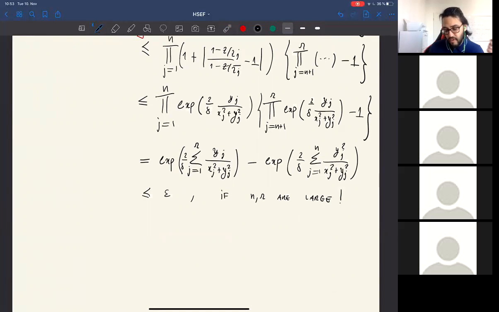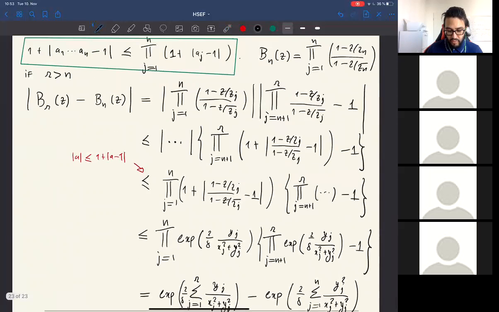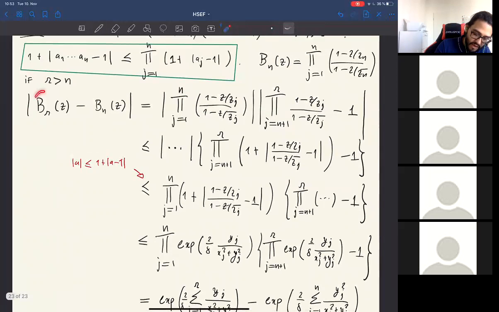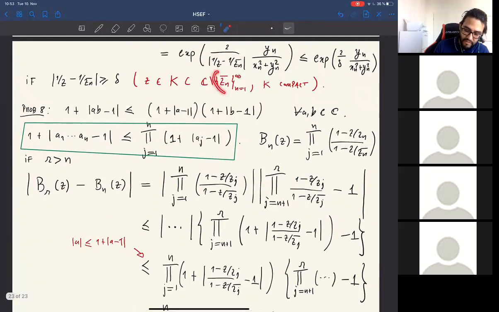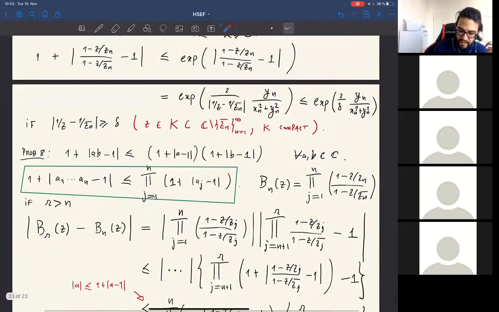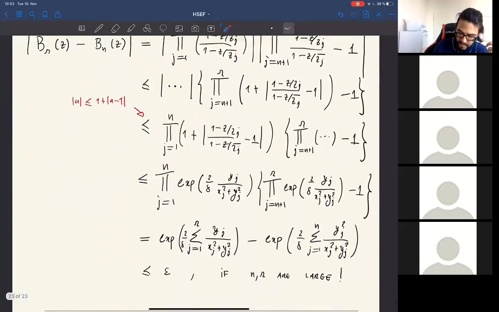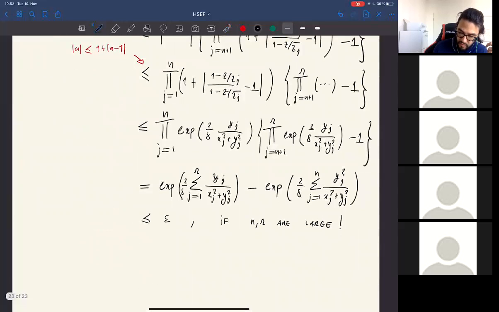Okay, so that would show that the product, the Blaschke product, is indeed converging uniformly in sets that are away, in the sense of positive distance, from these guys. Okay, and they converge nicely and define an analytic function. So this finishes the solution. Any questions here?